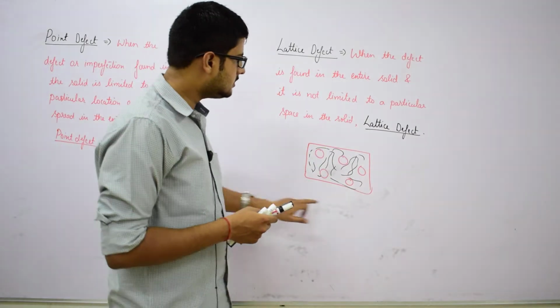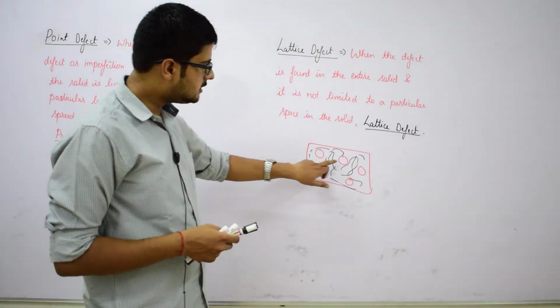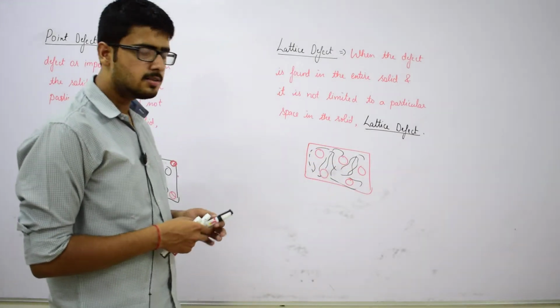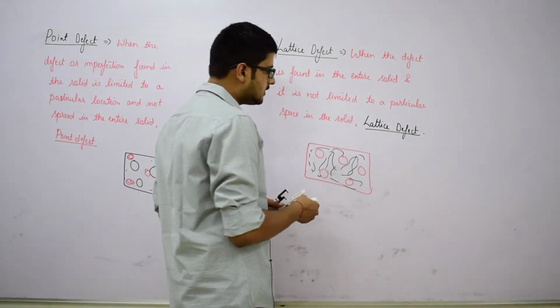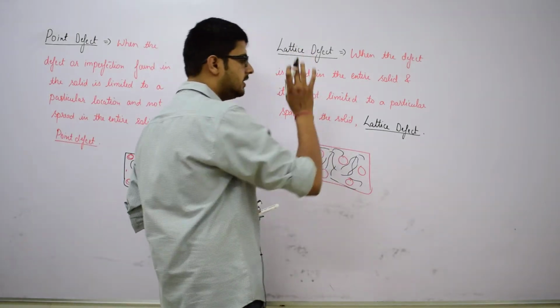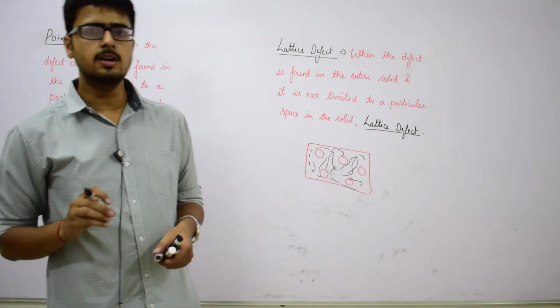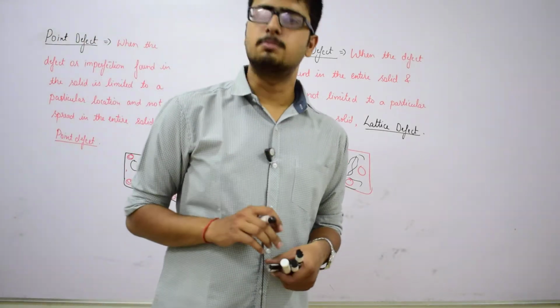If let it be a solid crystal and let these be the constituent particles, and if the defect is found in the entire solid, everywhere inside the entire solid, then it is called lattice imperfection.